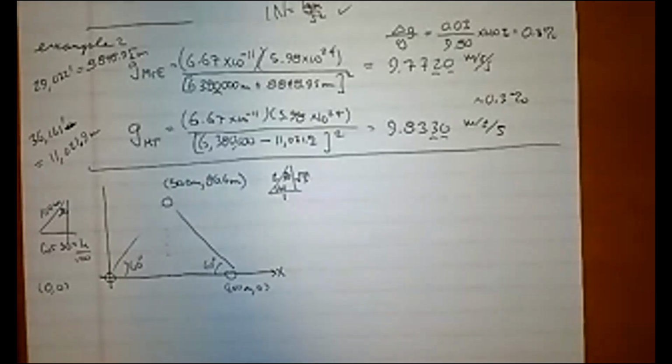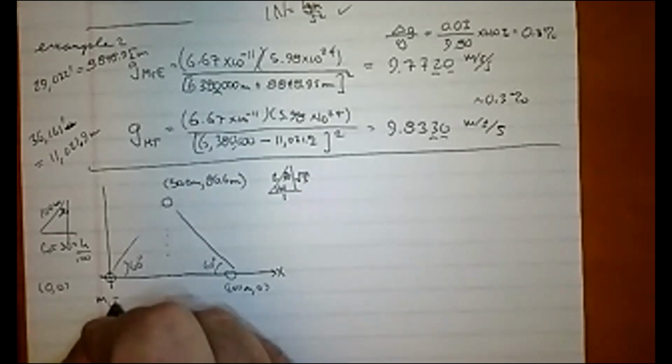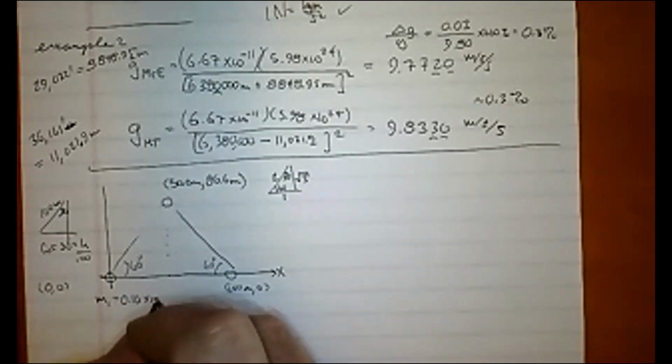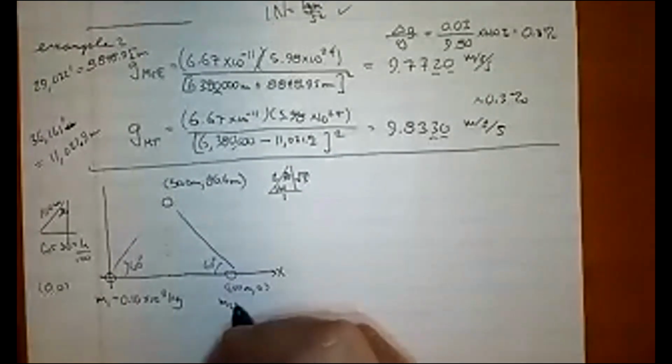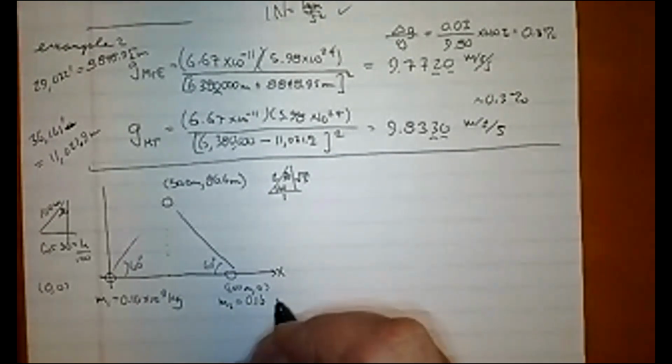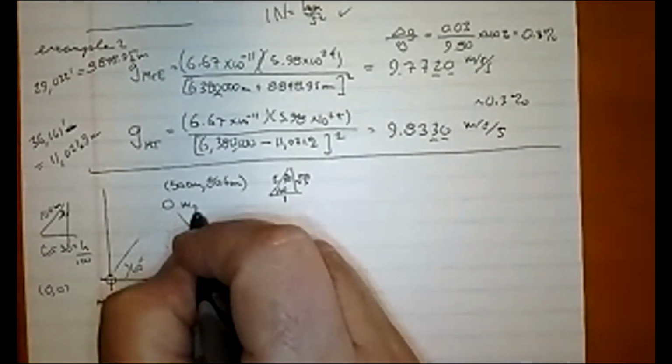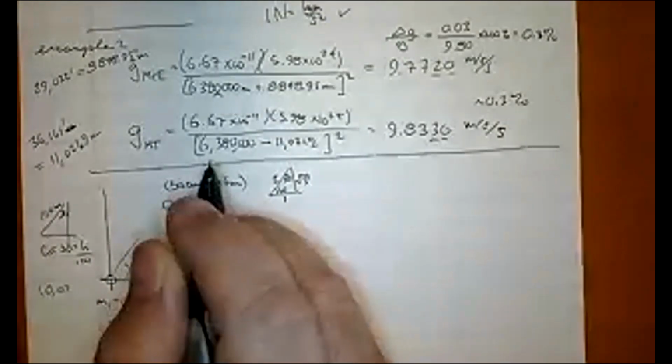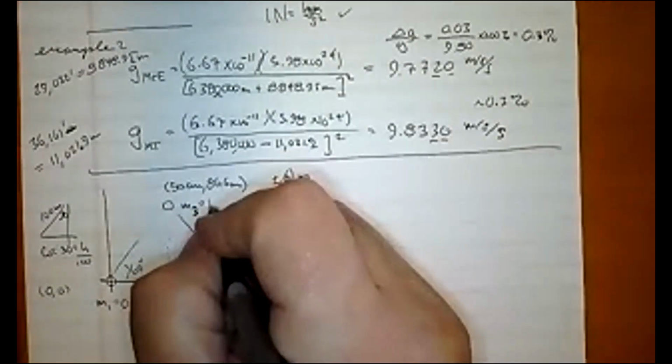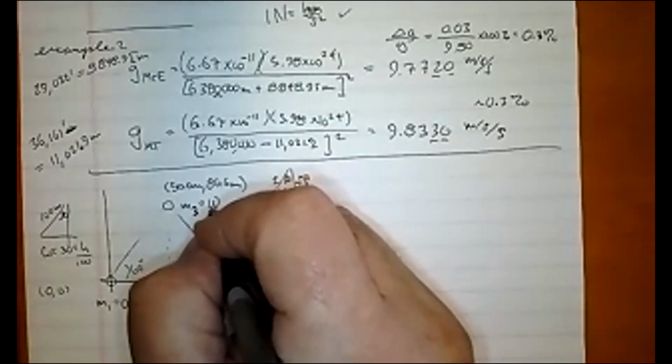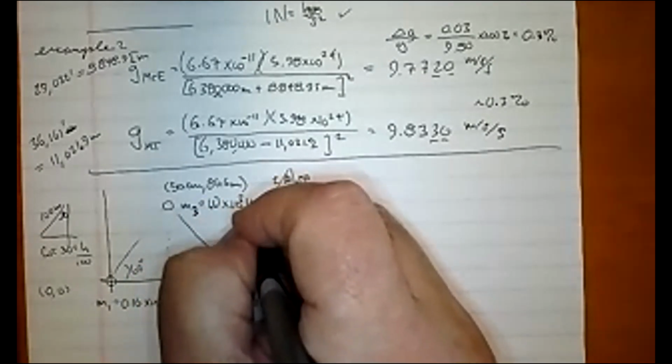Okay. This one's going to be called mass 1. And its mass is going to be 0.16 times 10 to the 9th, let's say 16 times 10 to the 9th kilograms. I'll just leave it 2 sig figs on that one. This one, M2, is going to be 0.16 times 10 to the 9th kilograms. And this one's going to be M3, which I'm going to say is 1.0 times 10 to the 3rd kilograms.